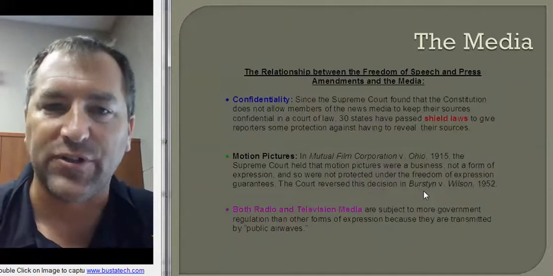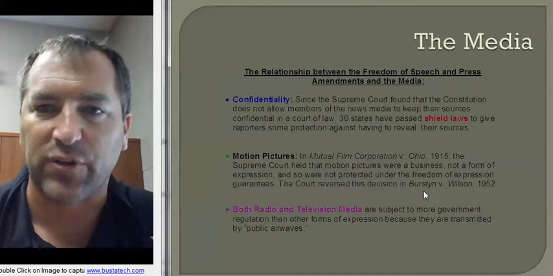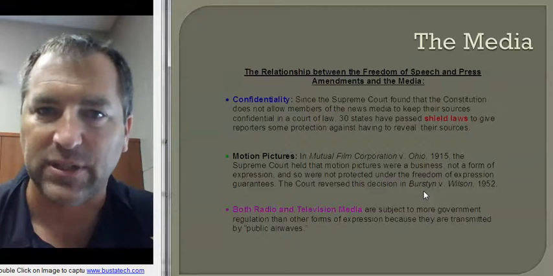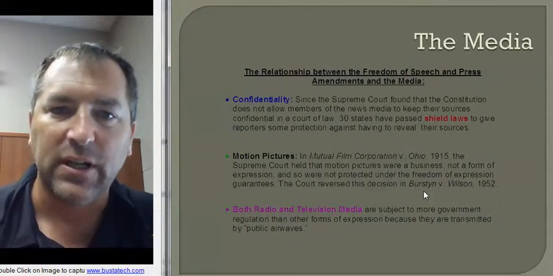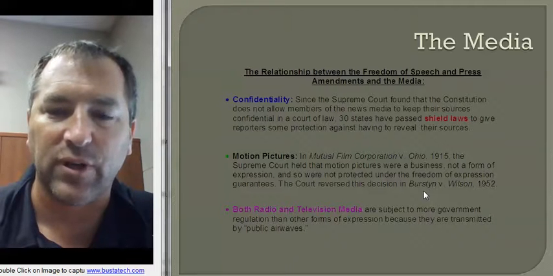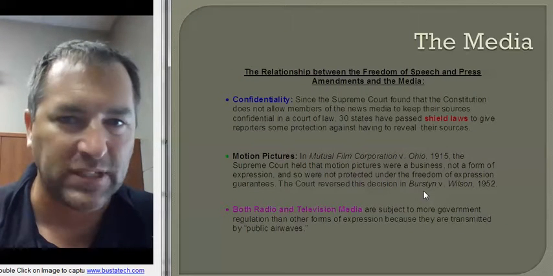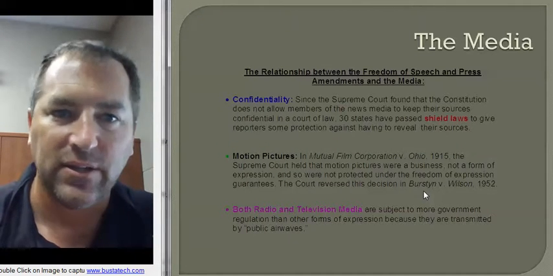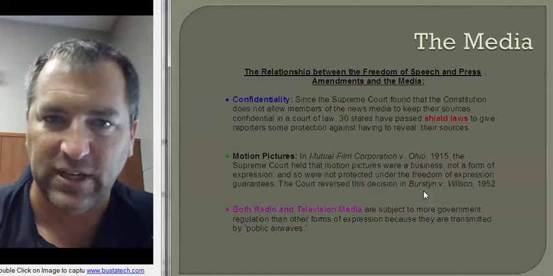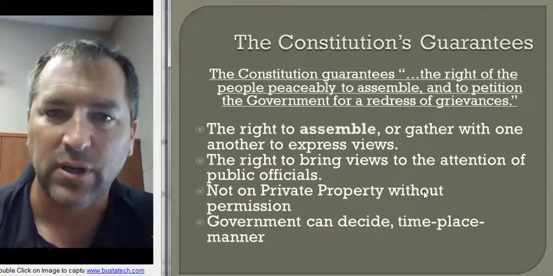The media also oftentimes is embroiled in controversy with freedom of speech and confidentiality. For these purposes, the motion picture industry has been declared not an art, but a business. Therefore, the government can more closely regulate businesses than arts, because if you call it art, then you're free to use more questionable material. Also, confidentiality, the media has not been granted the same level of confidentiality as, say, a patient to a doctor or lawyer to a client.